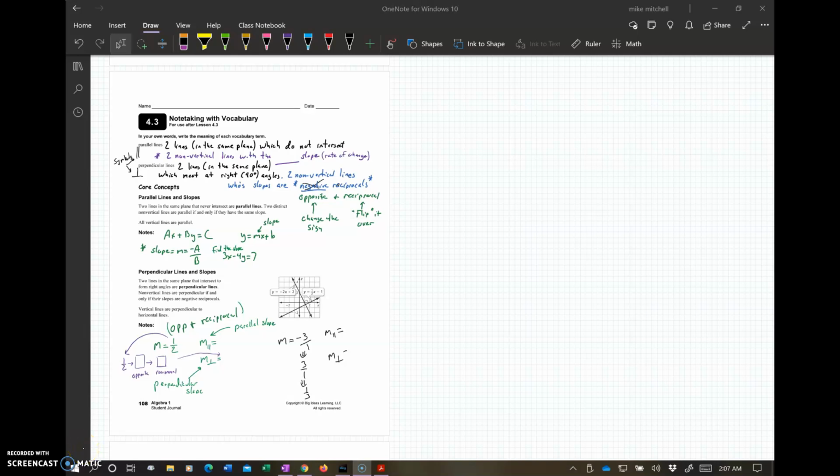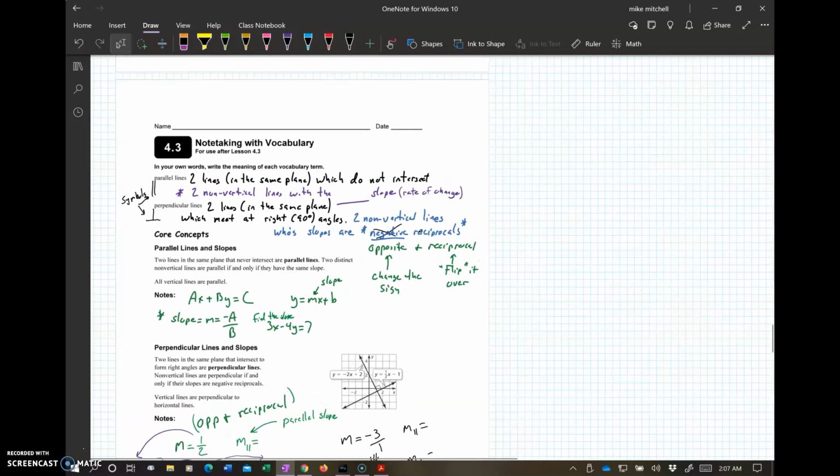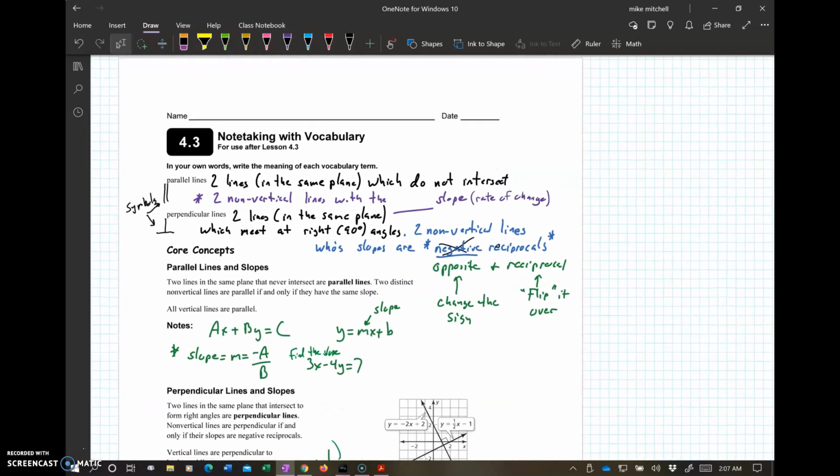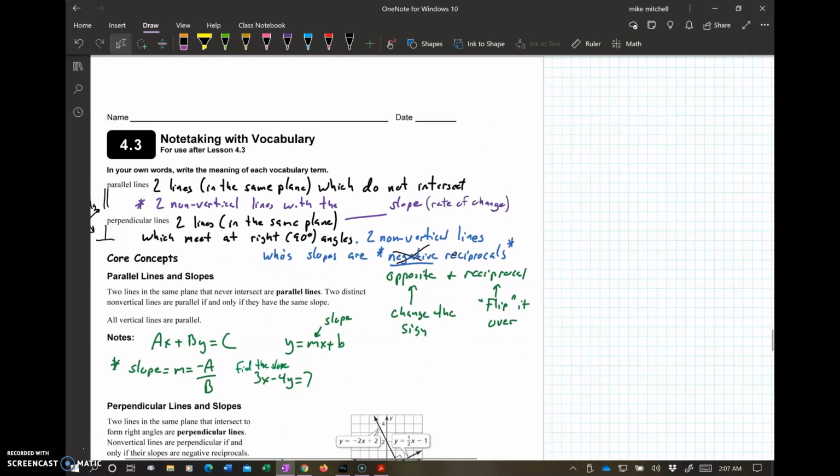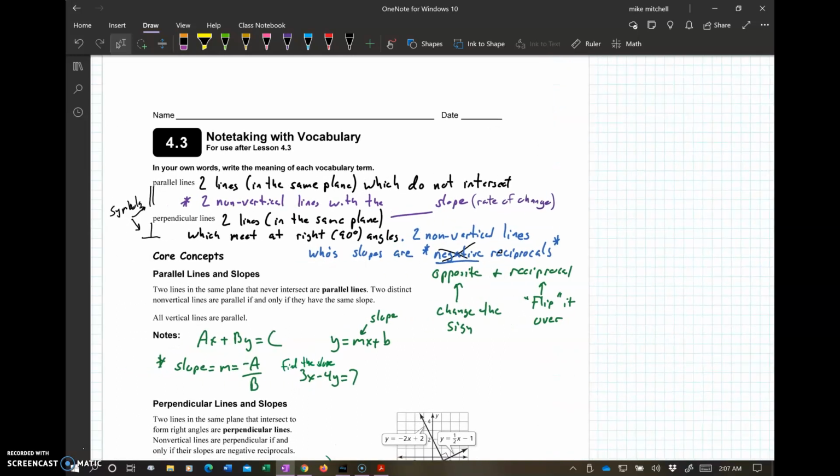Welcome to the 4.3 journal for Algebra 1. Writing equations of parallel and perpendicular lines. This is also used in geometry next year. This is a pretty key topic. It's also challenging. Some steps, if you can get through this one, you're going to pass the class.